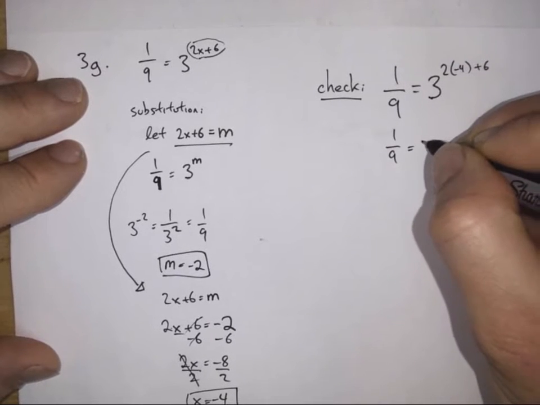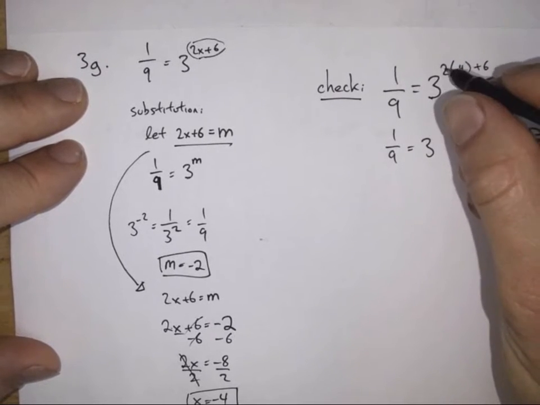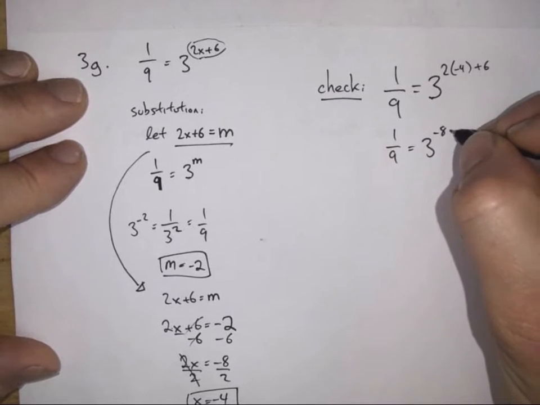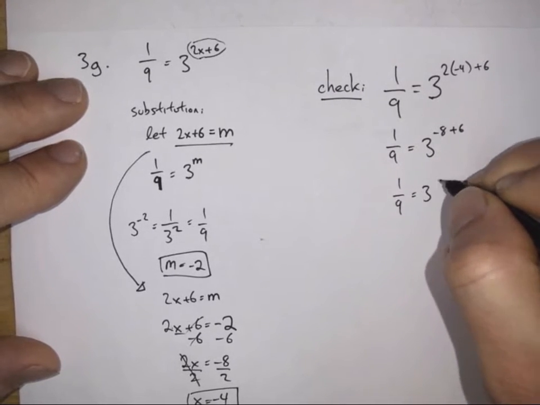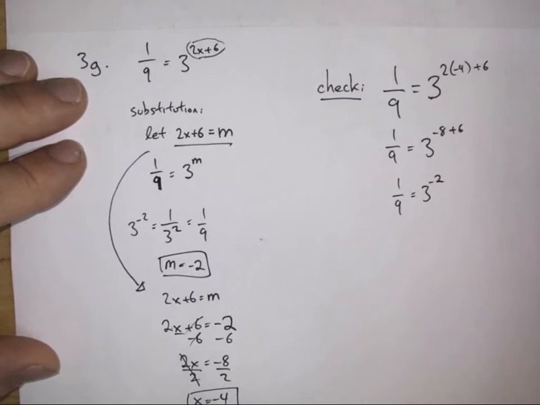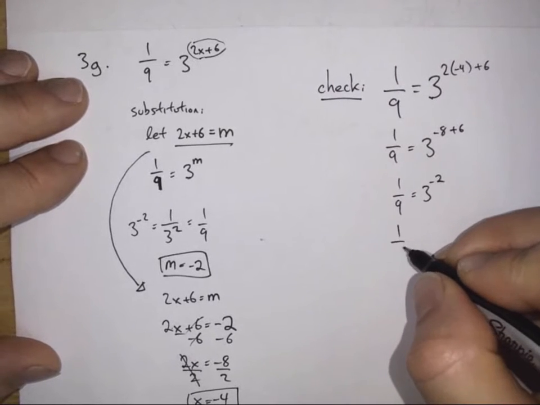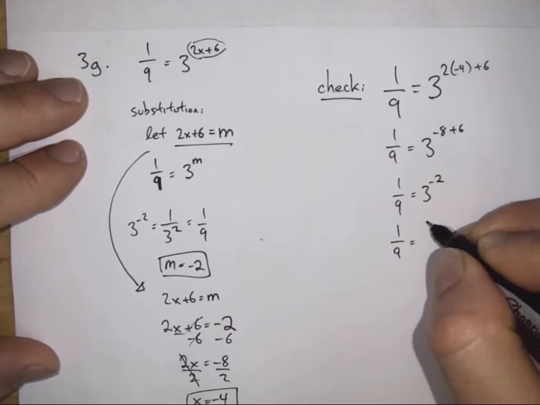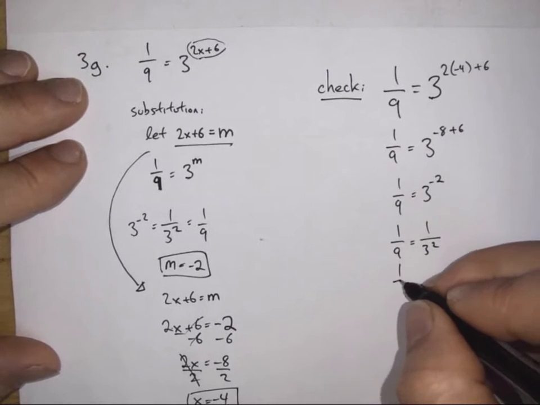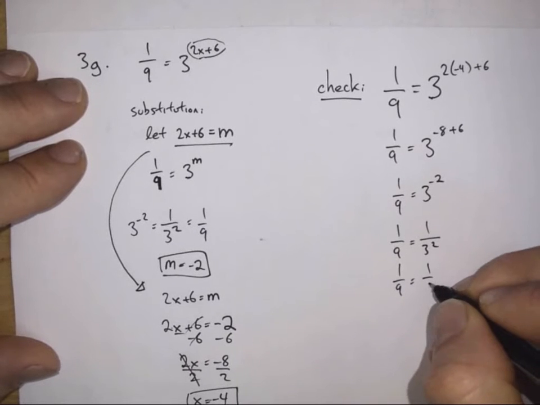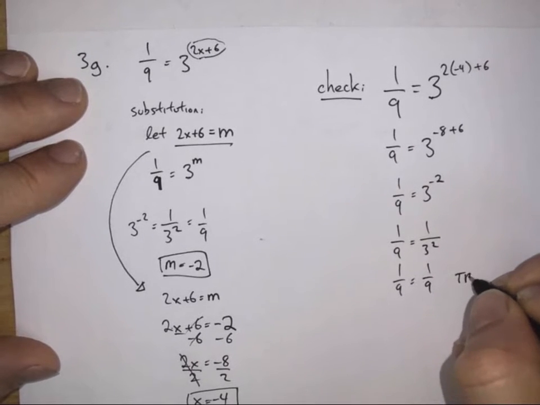1/9 on the left, 3 raised to a 2 times negative 4, that's negative 8 plus 6. I get 1 over 9 is equal to 3 raised to negative 2. Let's just rewrite that as a positive exponent, so it's 1 over 3 squared. So I get 1/9 is equal to 1 over 9, which is true.